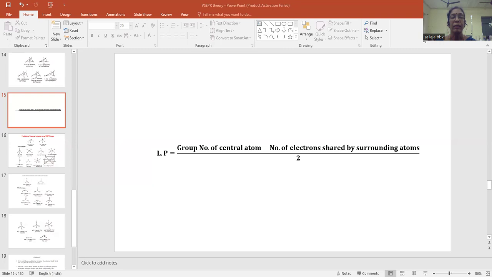Let's see how to calculate the number of lone pairs in any geometry according to VSEPR theory. So the number of lone pairs is equal to the group number of the central atom minus the number of electrons shared by surrounding atoms, divided by 2. So this is the formula. Let us apply it to some molecules.